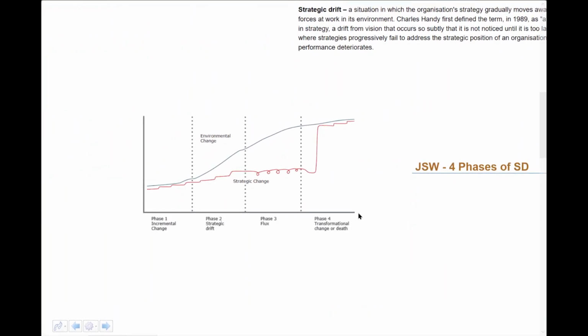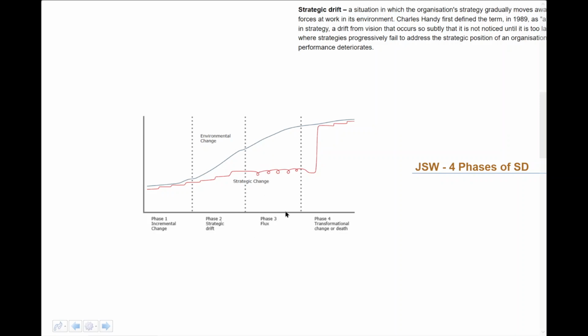So it's very, very straightforward. In JSW, they're simply saying that we have environmental change here in blue and we have strategic change here. They're saying really four main phases. So we're talking about maybe early phase, the environment tends to change. Maybe we have a fix on it. We're sort of keeping an eye on it. But then, it starts to change even more. We start drifting. We have our strategic change here, and we have environmental change. So you can see the gap getting bigger and bigger and bigger.